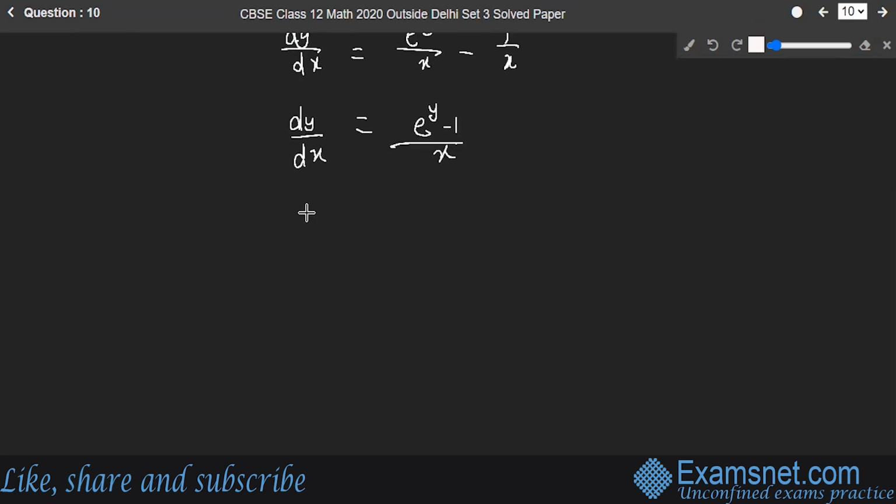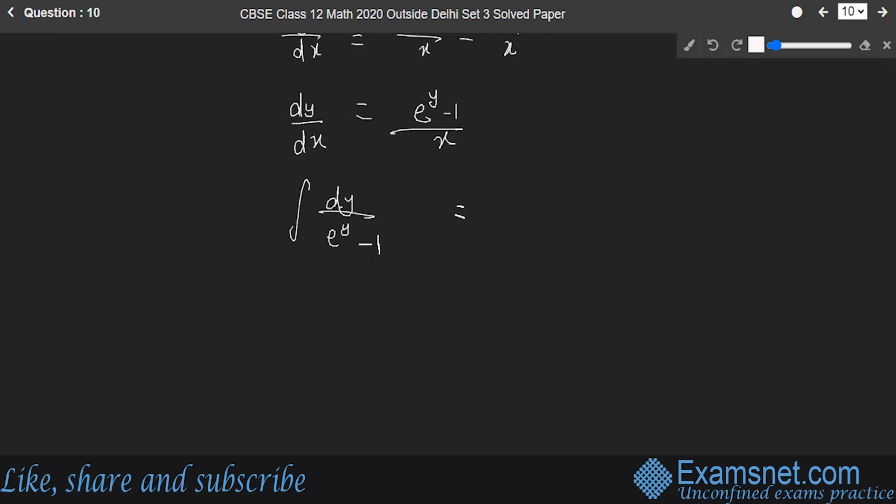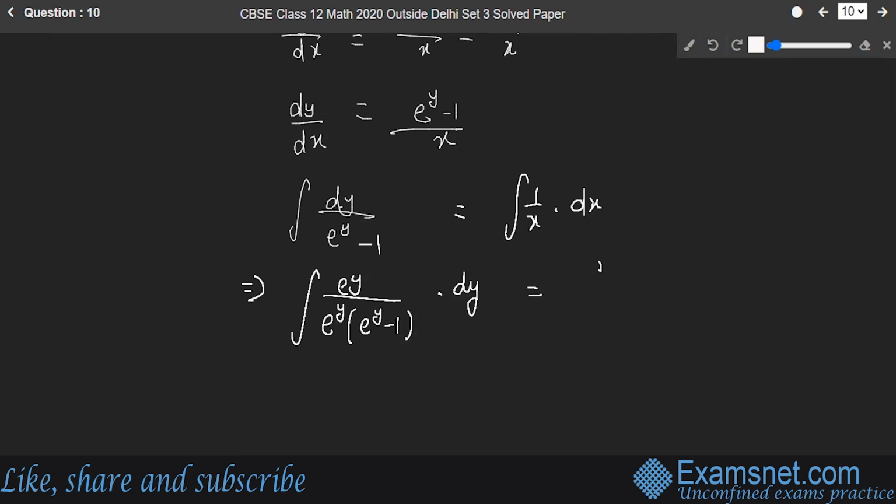This will be dy upon e raised to power y minus 1 is equal to 1 by x into dx, right? Now I've put the integral on both sides because I'll be integrating both the sides. Now I'll multiply the numerator and the denominator with e raised to power y. So this is, e raised to power y minus 1 into dy is equal to integral of dx upon x.